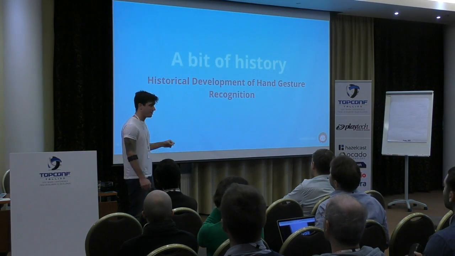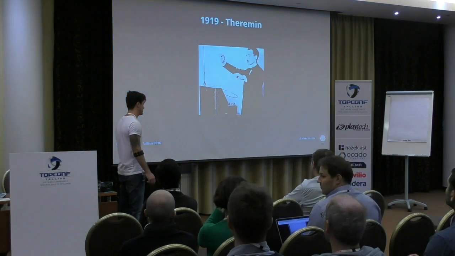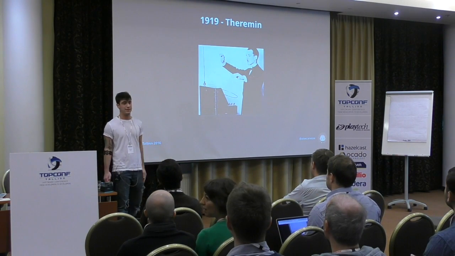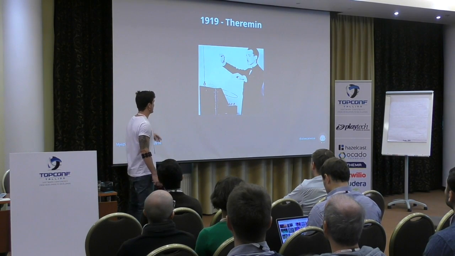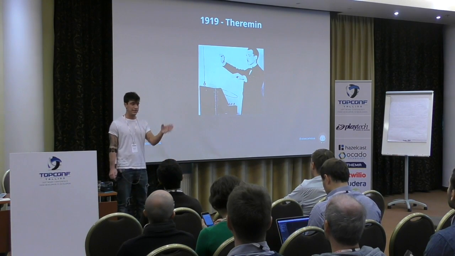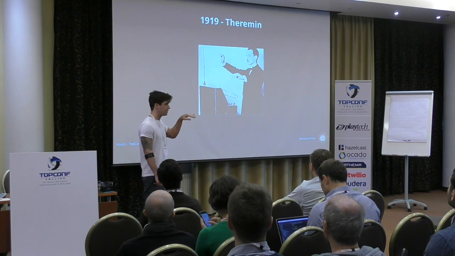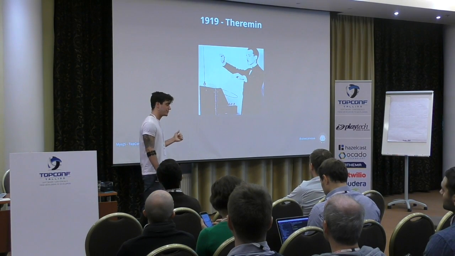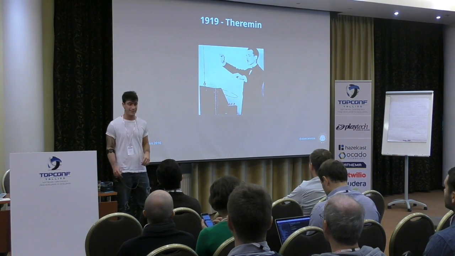Before we start, just a bit of history about hand gesture recognition technology. One of the first devices ever invented in this technology was the Theremin in 1919. It was, and it is right now, a musical instrument based on two antennas which emit electrostatic waves. The vertical one controls the pitch and the horizontal one controls the volume. If you have time, check it on YouTube. It's actually cool, because 1919, the first hand gesture recognition.